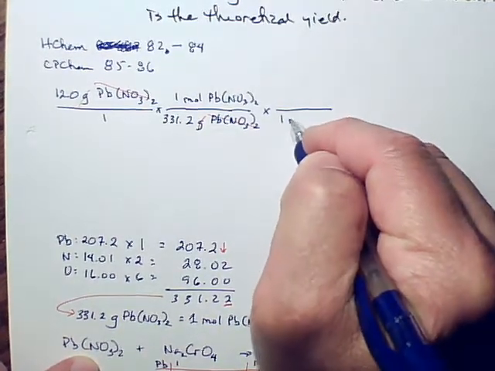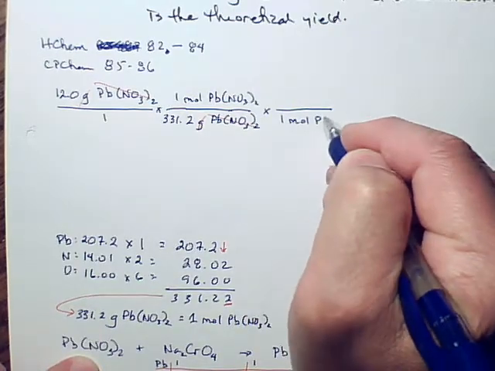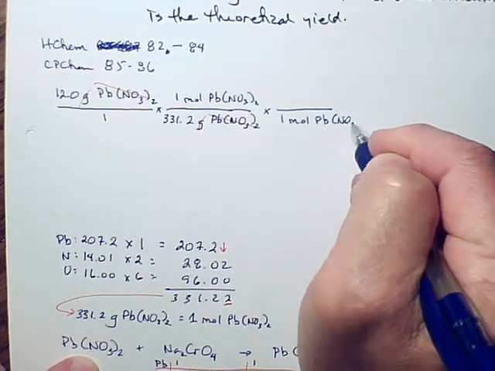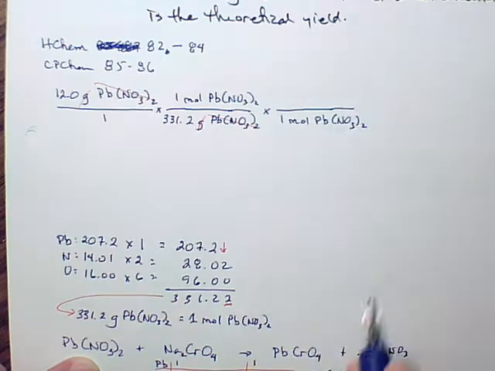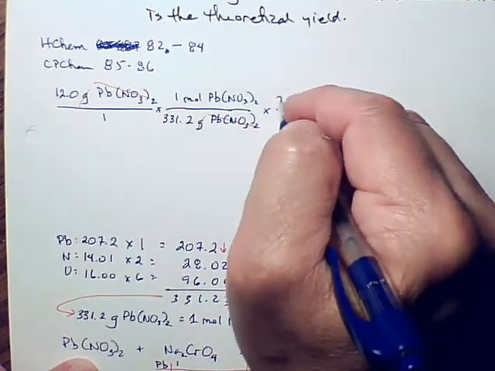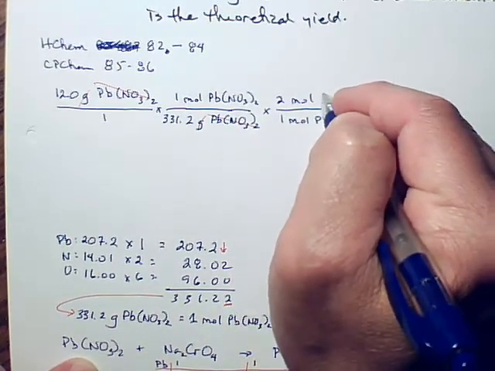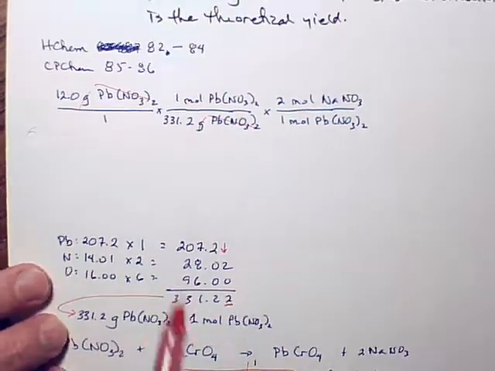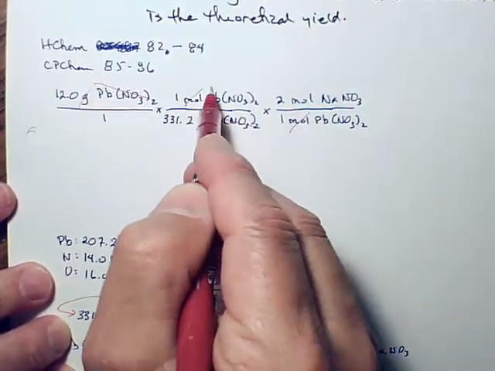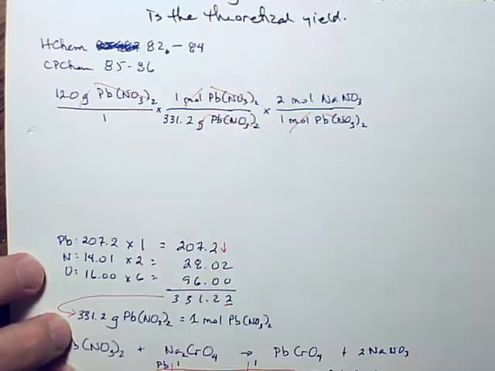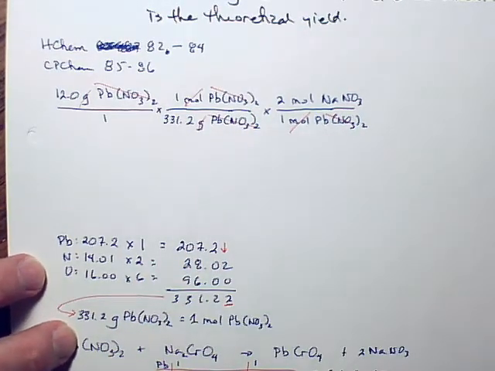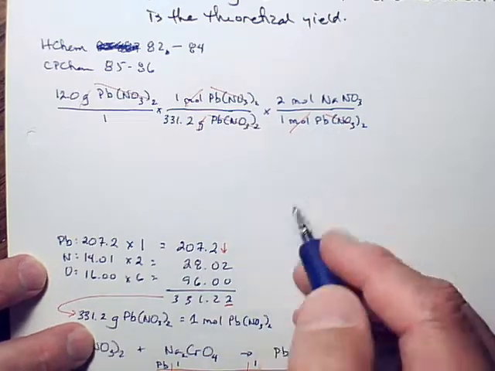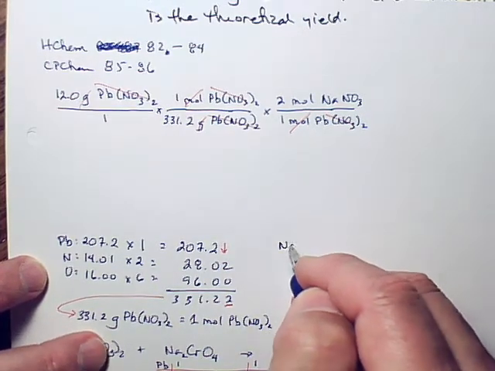So that's what we're going to do. We're going to say it's 1 mole of lead nitrate on the bottom. And on the top, we're going to have the thing we're looking for, which is sodium nitrate. And now we have 2 sodium nitrates. 2 moles, we can say, of sodium nitrate. We can cancel units of moles and cancel species. And we have moles of sodium nitrate. Now we have to get to the mass of sodium nitrate, so we need another molar mass.